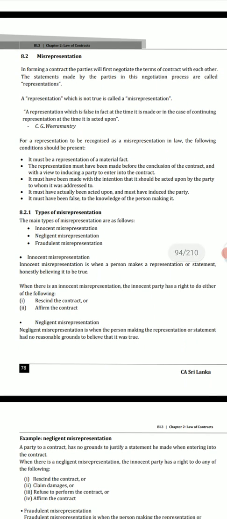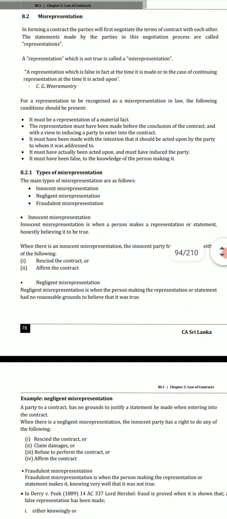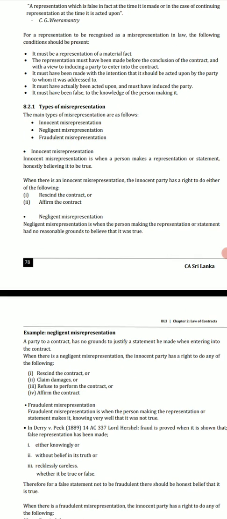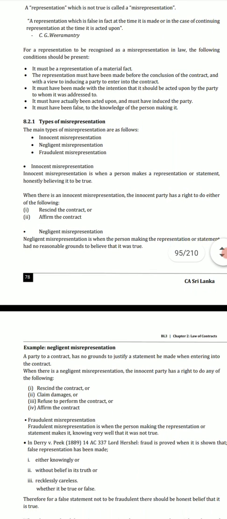It must be actively acted upon and must be induced by the party and must be false to the knowledge of the person making it. So the types of misrepresentation are innocent, negligent, and fraudulent. Innocent misrepresentation is when a person makes a representation or statement honestly believing it to be true. When there is innocent misrepresentation, the innocent party has a right to either rescind the contract or affirm the contract.